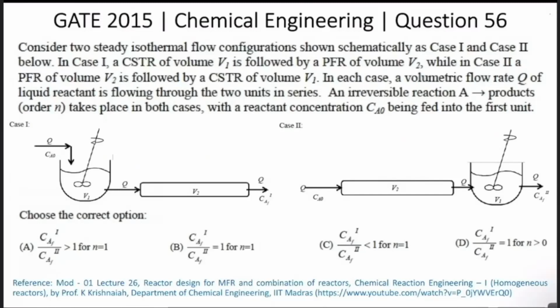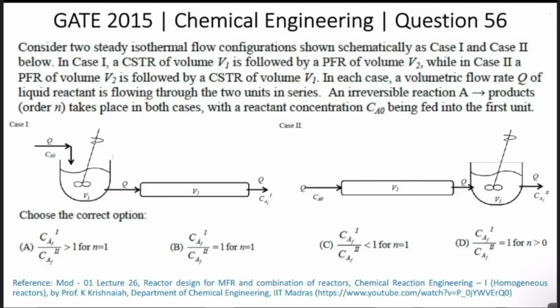So this is a question from GATE 2015 Chemical Engineering, GATE question number 56. Consider two isothermal flow configurations shown schematically as case 1 and case 2 below. In case 1, a CSTR of volume V1 is followed by a PFR of volume V2, while in case 2, a PFR of volume V2 is followed by a CSTR of volume V1. In each case, a volumetric flow rate of liquid reactant is flowing through the two units in series.